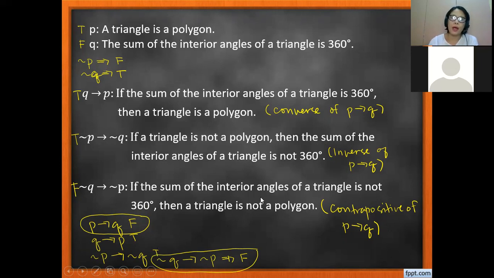Okay? So we have the if then statement, we have the converse of the if then, inverse, and contrapositive. And you see how each statement was constructed. Okay? And the relationship of each as regards to their truth value.